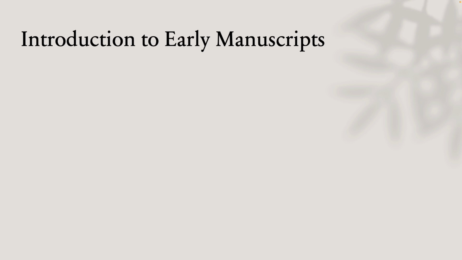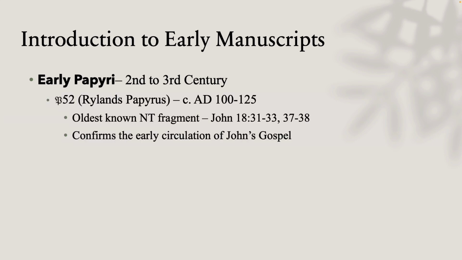The other type of manuscript that we have is the early papyri, or the papyrus that we have. And these typically date from the 2nd to 3rd century. And I just have a few notable ones that I mentioned. So the first one is P52. This is dated to about 125 to 180, and this is a fragment of the Gospel of John.